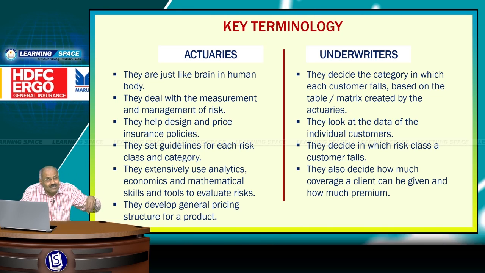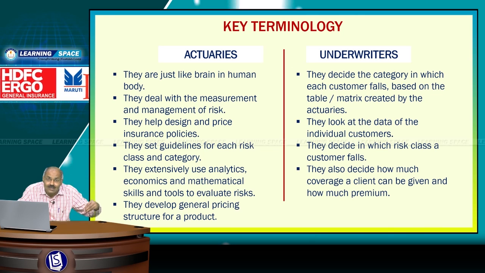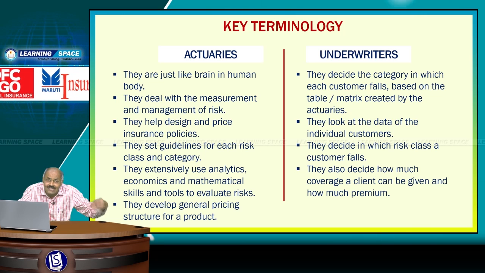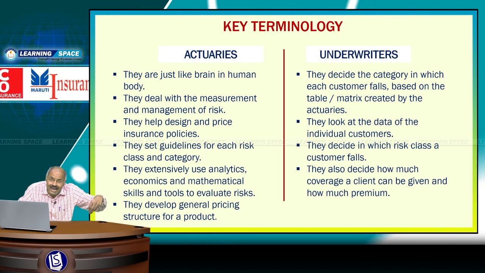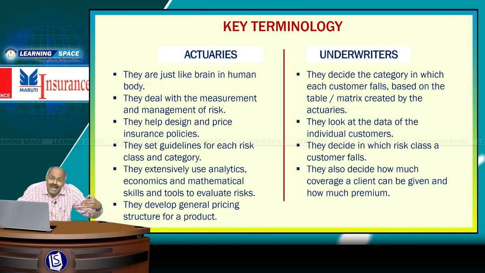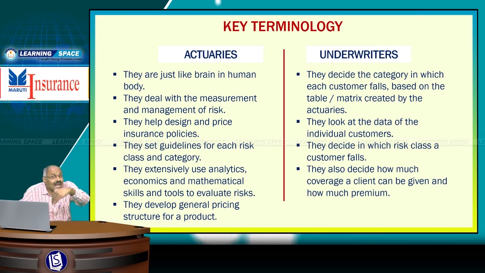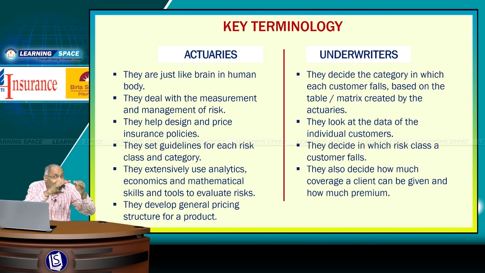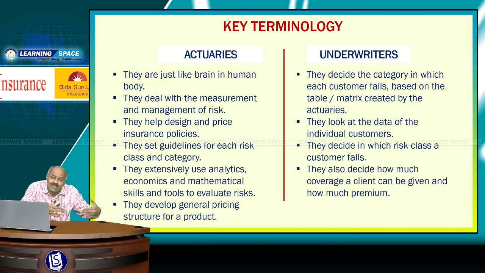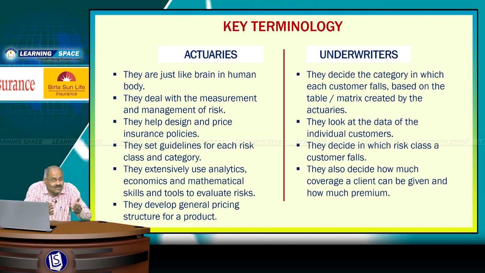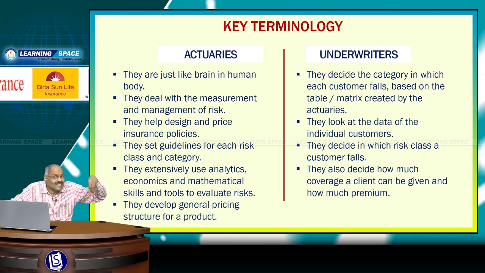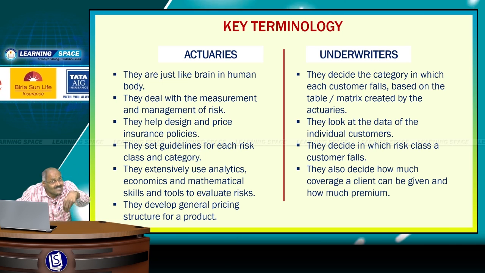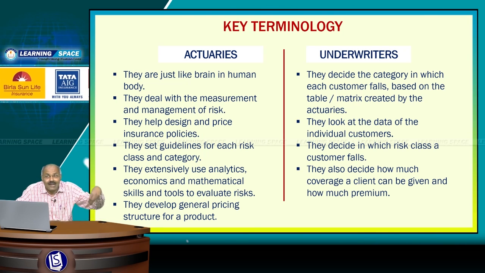Broadly, please understand, actuaries help design and price insurance policies, and they set guidelines for each risk class and category depending on economics and various mathematical and analytical models, right? So, this is very important as far as actuarial science is concerned. The insurance sector and actuarial science are closely related because the risk involved in insurance is to be decided based on various analytical models.